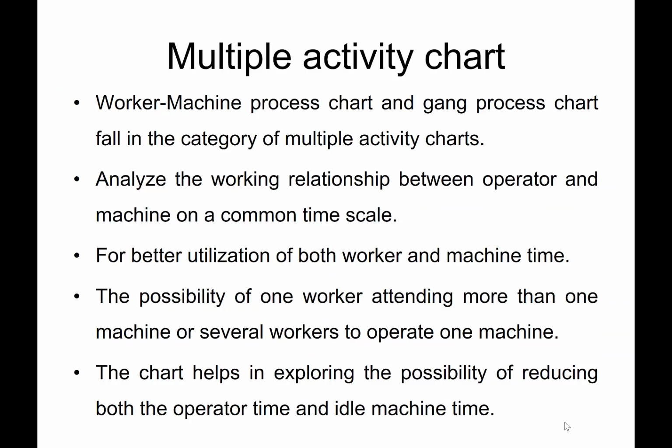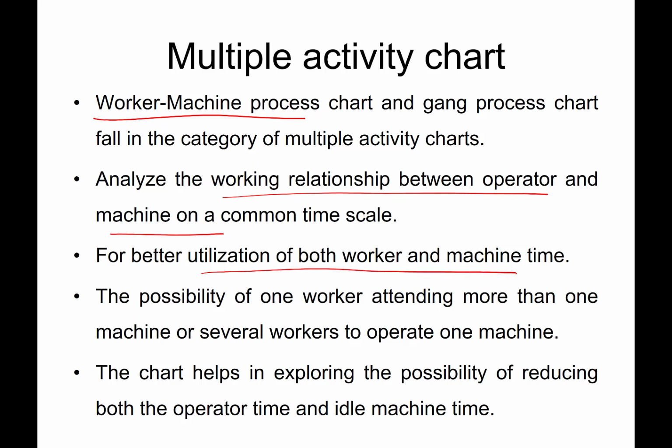As I said, this is the worker machine process chart, used especially when a number of workers are working, or one worker is working on a number of machines, analyzing the relationship between the operator and machines on a common time scale to ensure that worker and machine utilization can be improved. Okay, and the possibility of one worker attending more than one machine, or several workers operating one machine, is explored.